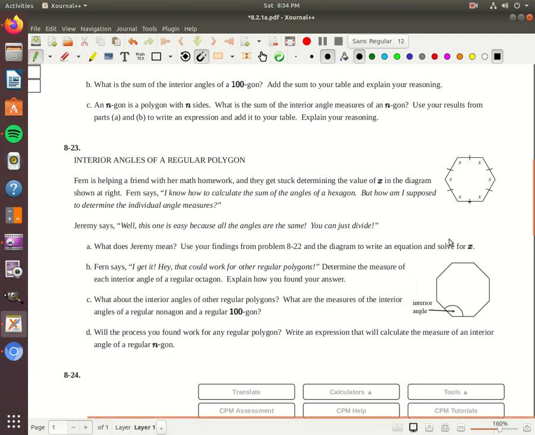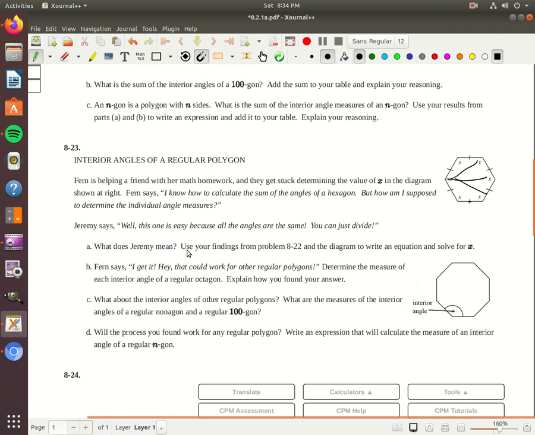So we just answered what we meant there. We know that there's 6 sides. That means there's 4 triangles, right? And times 2. So we know that the diagram has 720 degrees. So use your findings, then write the equation for x.